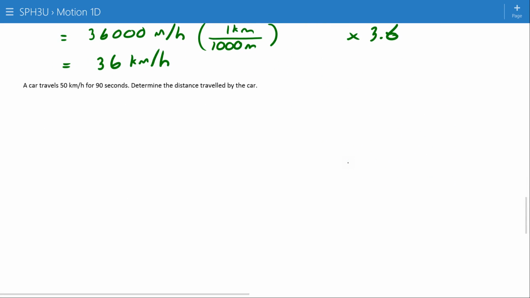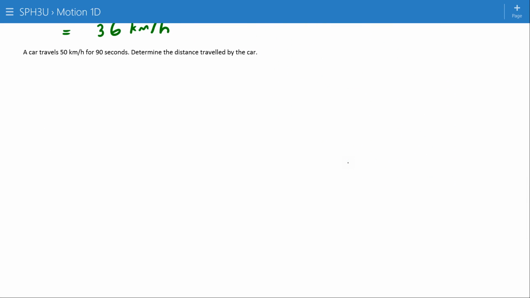Car travels 50 kilometers an hour for 90 seconds. Determine the distance traveled by the car. Here we have a situation where we have a speed in kilometers per hour and a time in seconds, and so we can't mix those two units. You might be looking at it and saying, well, wouldn't it be easier to put that time of 90 seconds into hours? But 90 seconds works out to some unreasonable fraction of an hour. It's just not that good of a way to do it. So this is a situation where we want to take our speed, which is 50 kilometers per hour, and change it to meters per second.